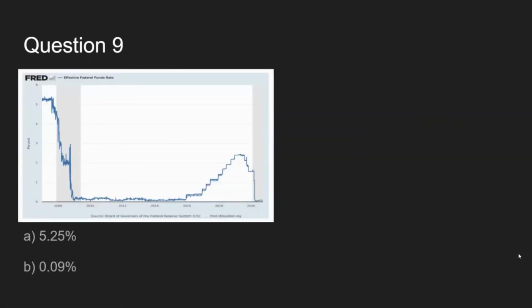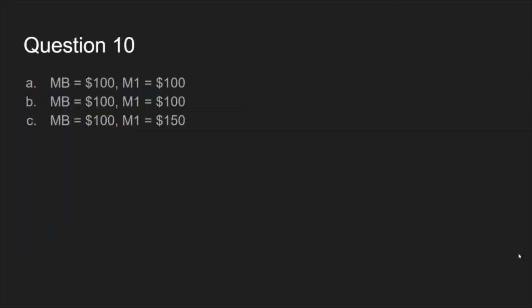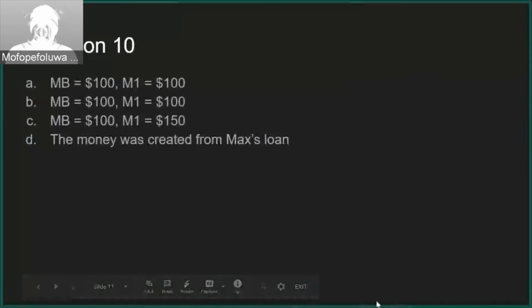For question 9, for part A, it just asks what was the federal funds rate in 2007. So if you look on the graph, it looks like it's around 5.25%. And then for part B, it asks what was the rate around the first week of January 2009. This was right around 0.09%.